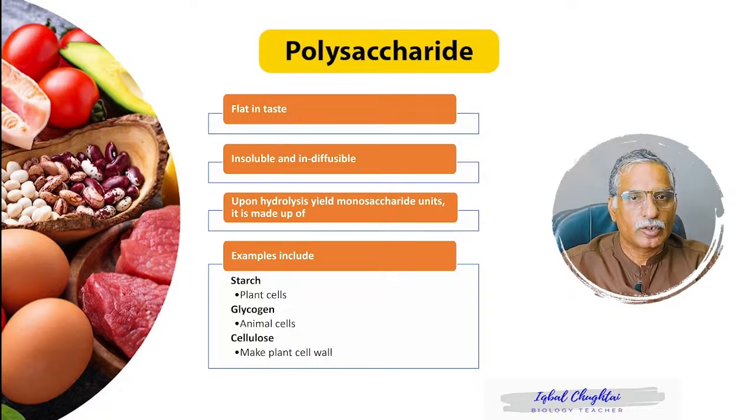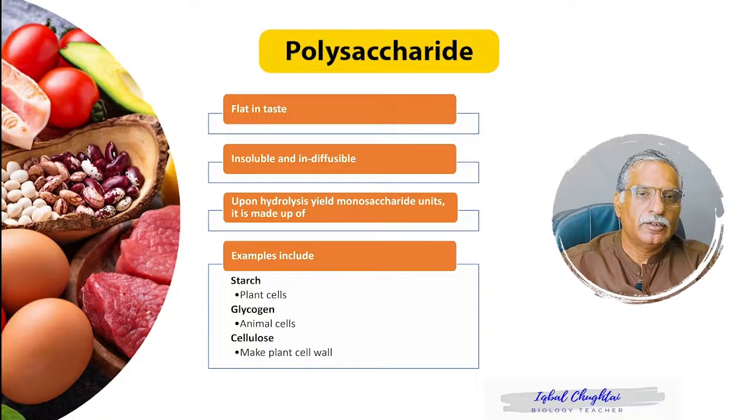Starch is the storage molecule, the reserve of glucose stored in plant cells. Glycogen is the reserve of glucose stored in animal cells. And cellulose molecules make cellulose fibers that make up the cell wall of plant cells. All these three carbohydrates, polysaccharides, are made up of glucose.